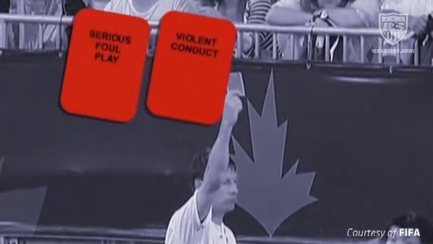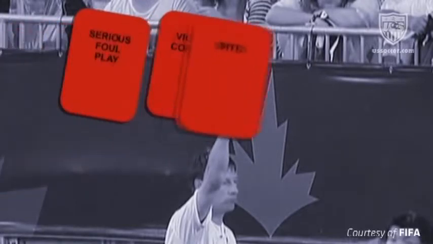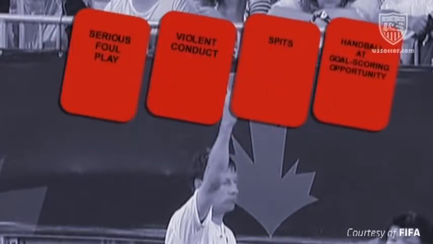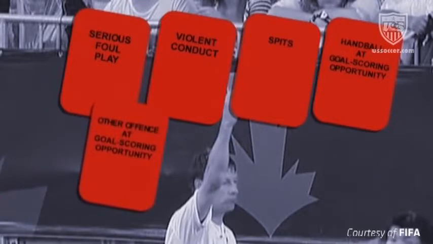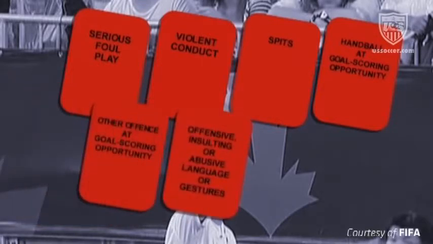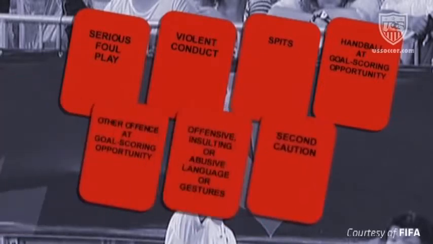There are also 7 sending off offences: serious foul play, violent conduct, spitting, denying an obvious goal-scoring opportunity by handling the ball, denying an obvious goal-scoring opportunity by an offence punishable by a free kick or penalty kick, using offensive, insulting or abusive language or gestures, receiving a second caution.